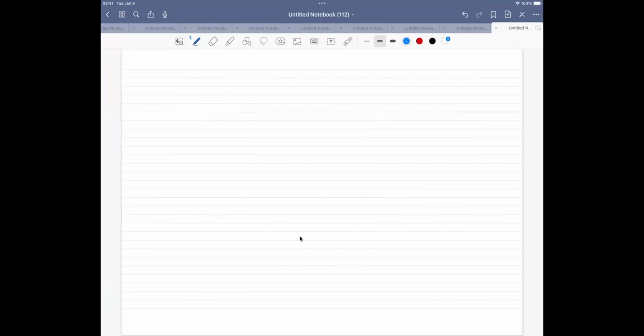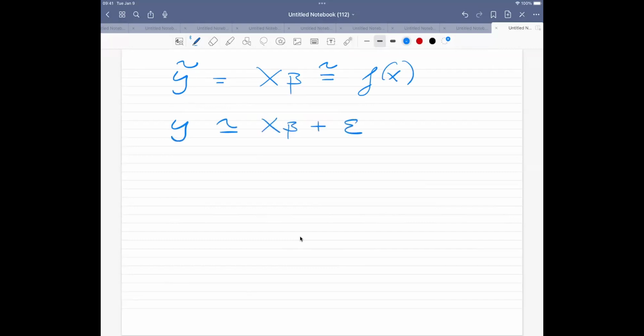So what we did next is to assume that this x times beta, this is the model which we made, is an approximation to this function f of x. So that means that y is now being approximated by x times beta plus epsilon. So this quantity is non-stochastic.